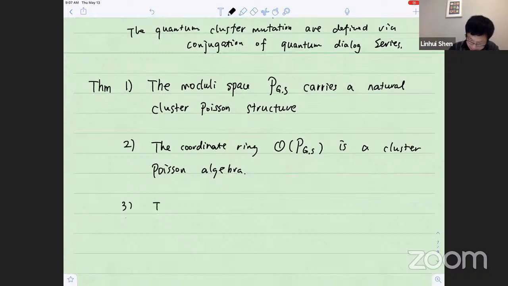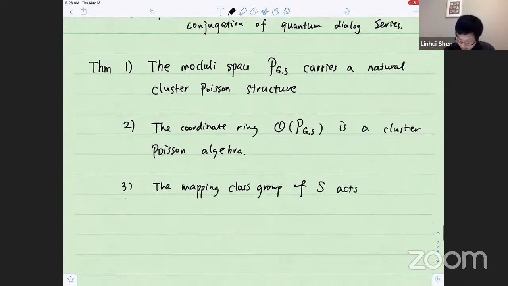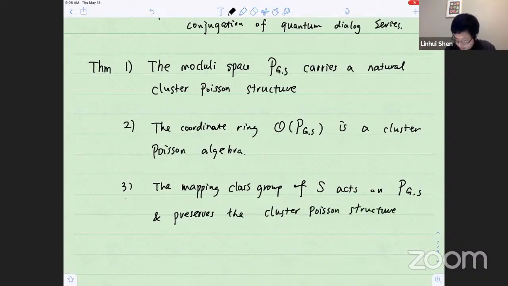And also the mapping class group of S acts on this space, and this action preserves the cluster Poisson structure. In other words, every such action can be realized as a sequence of mutations as defined above.